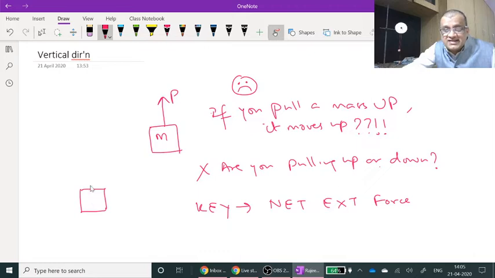And what do we call this thing when we draw all the forces acting on it? We call it a free body diagram. So you are applying a force upward, but there is a downward force also, which we call its weight, mg. And now you have to see, if P is more than mg, then the body will be accelerated up.